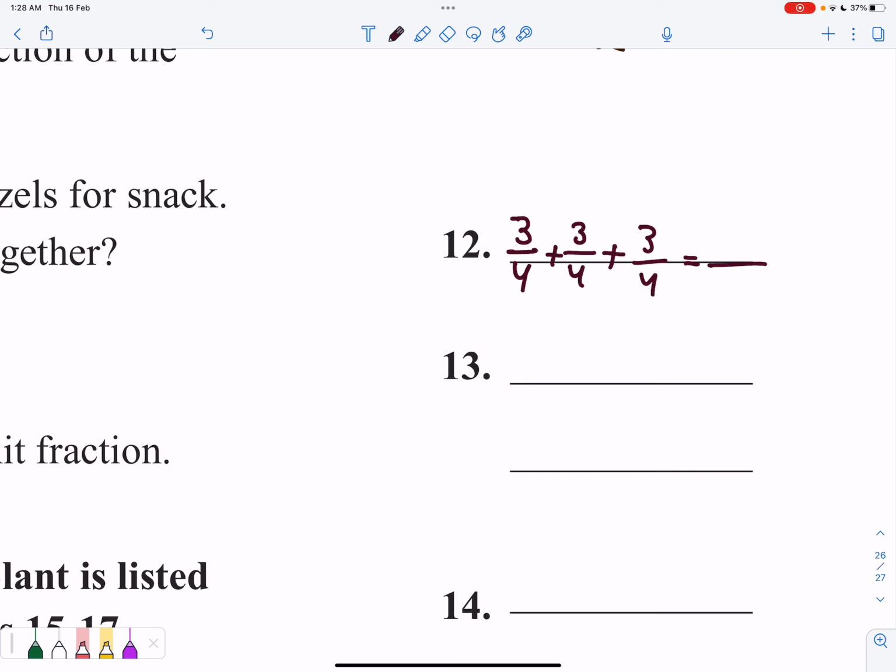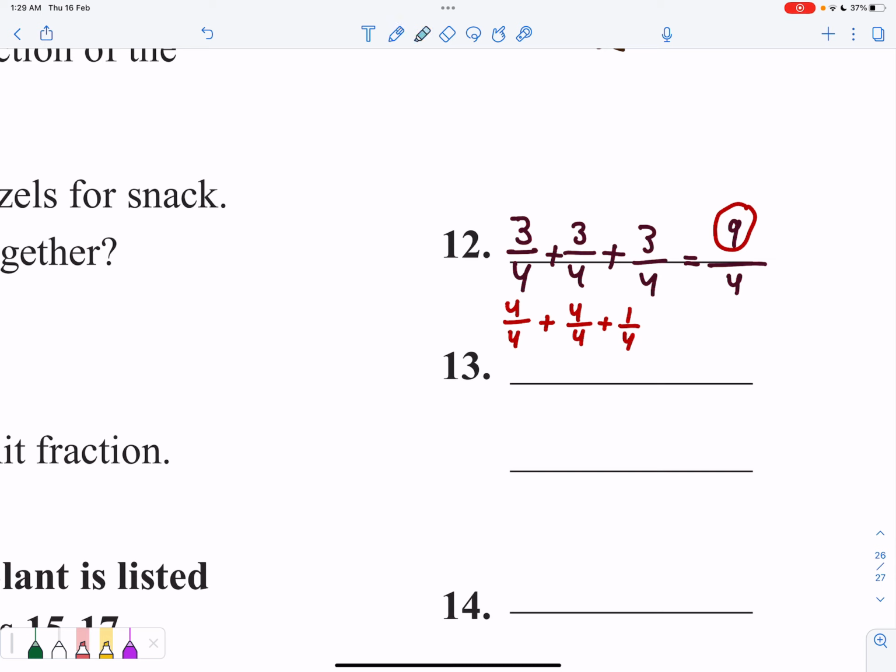3 plus 3 is 6, plus 3 is 9/4. Okay, so together they had 9/4 cups of pretzels. But since that is an improper fraction, we always should write it as a mixed number. So we need to cut this 9 into parts. The first part will be 4/4 plus 4/4. Okay, 4 and 4, these are all together 8. So we have another 1/4.